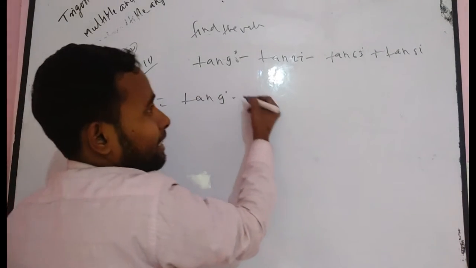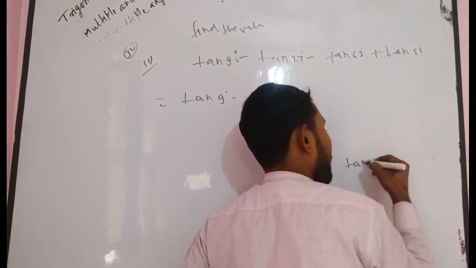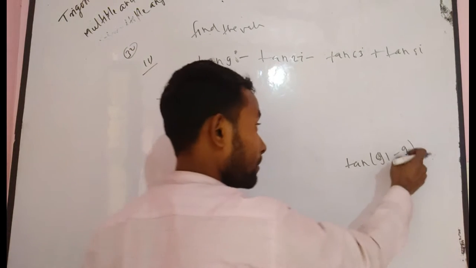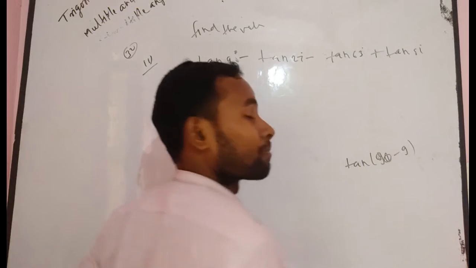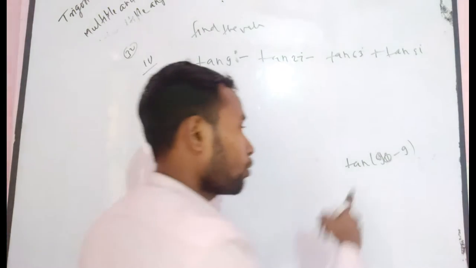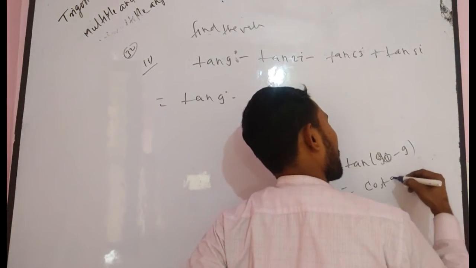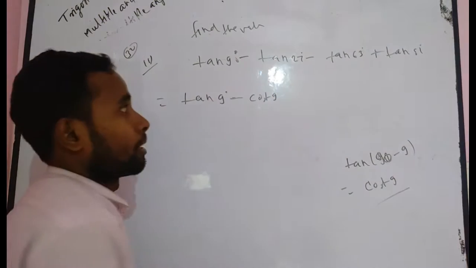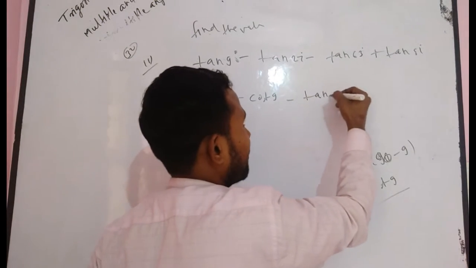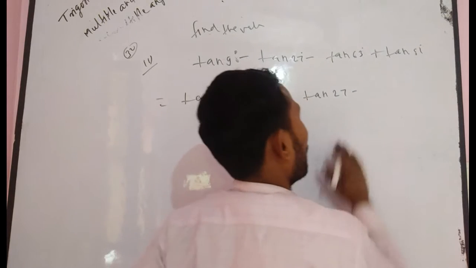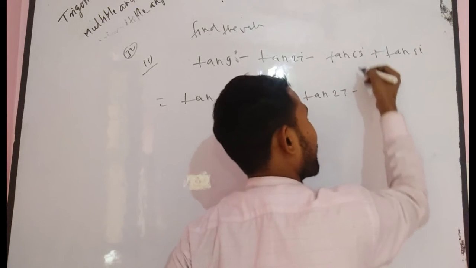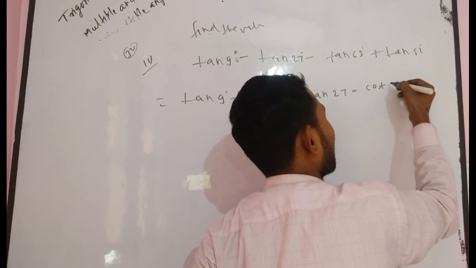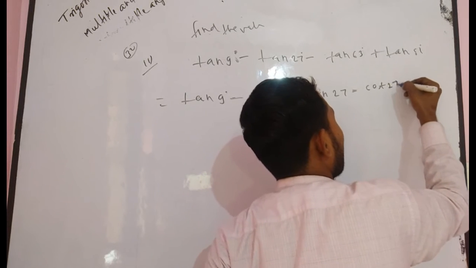Can you write tan 81? Can you write tan 90 minus 9? Because 90 minus 9 will be 81. Now you have to apply tan 90 minus theta will be what? Cot theta. That means cot 9 minus tan 27 minus cot 27 degree here. What is the value of tan 63? It will be cot 27 degree.